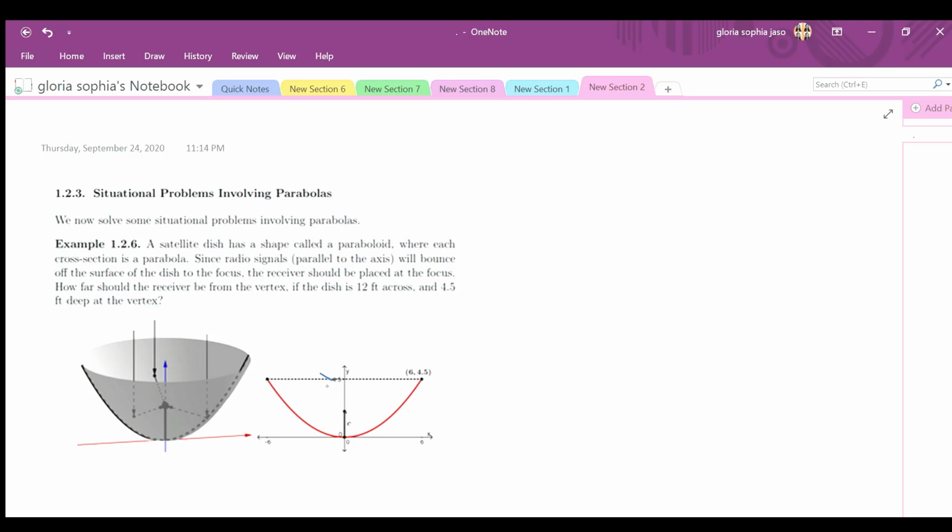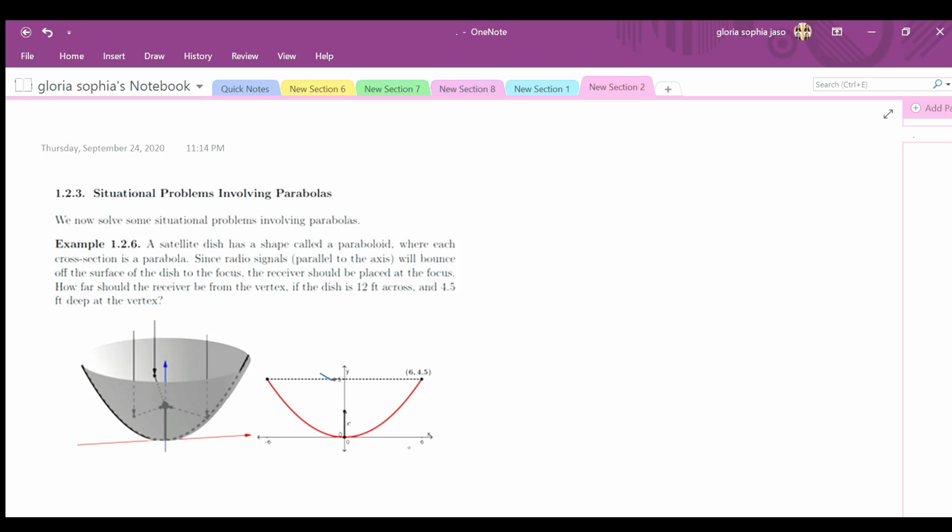And then if we graph the parabola into the Cartesian plane, it will look like this. So using the origin as the vertex of the parabola, at this point, that is 6. So to the left, that is 6. So that's 12 feet across. And the height is 4.5.